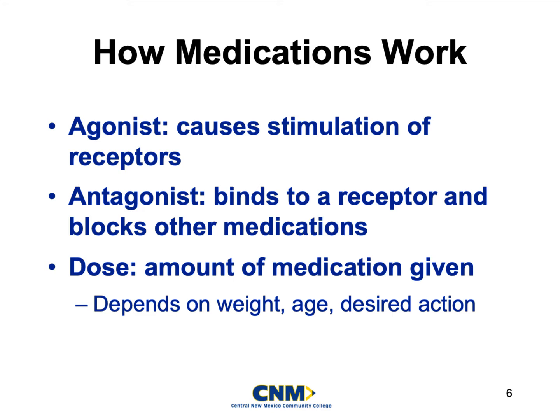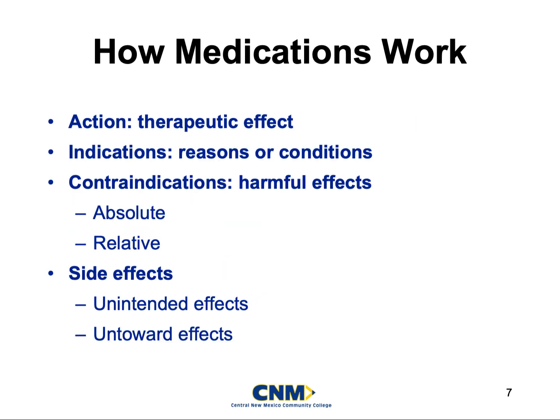Okay. The dose is the amount of medication that is given. Doses are dependent on weight, age, and desired effects or desired actions that we're trying to get out of that medication for our patients. When we're talking about the action of the drug, it's also known as the therapeutic effect. What are we intending this drug to do for our patient when we give it? The indications of the drug are the reasons or conditions on why we give that drug to our patients in the first place.